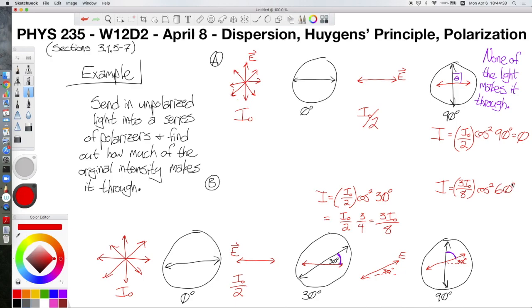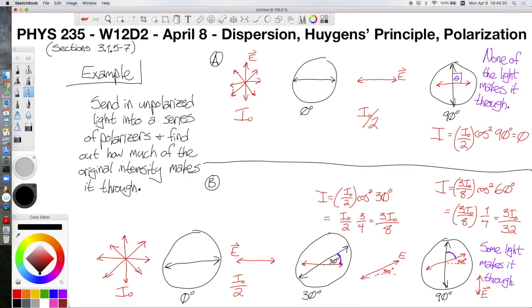Cosine of 60 is 1/2, so cosine squared of 60 is 1/4. So this gives us, we still have the 3 I naught over 8, the intensity of the light that came in, times 1/4. Our final intensity here then is 3 I naught divided by 32. So we only have around 10% of the original intensity of the light that gets through this whole process, but some of the light does make it through. And the light that does make it through will have its electric field oriented vertically, the same as the most recent polarizer it passed through.